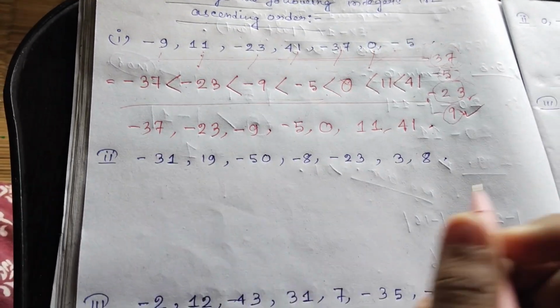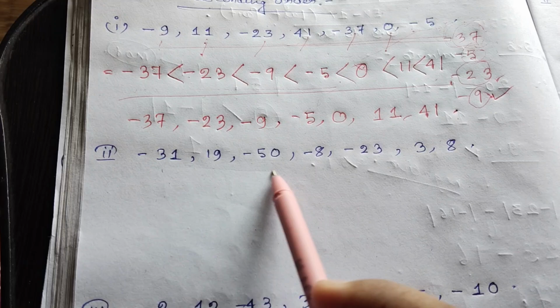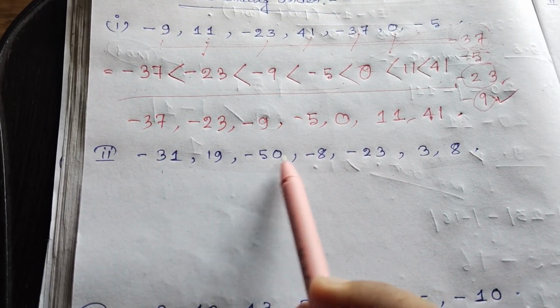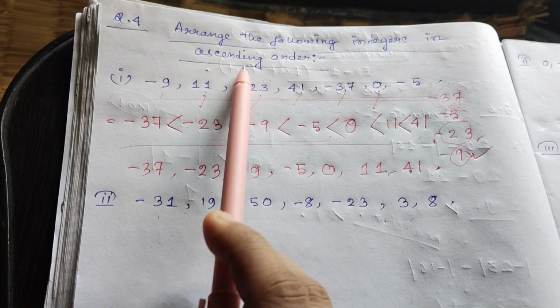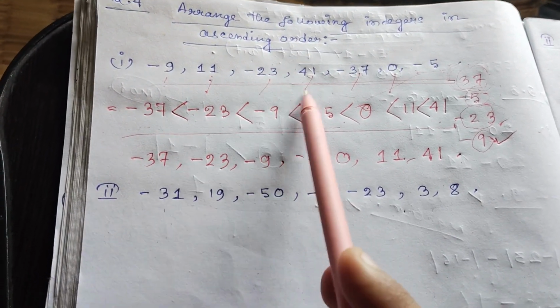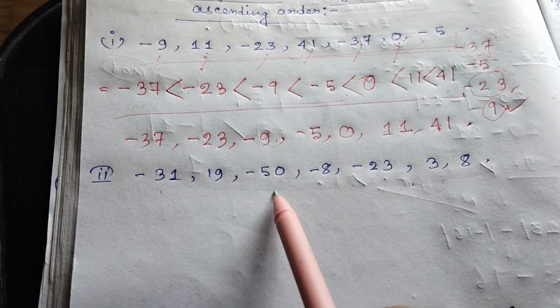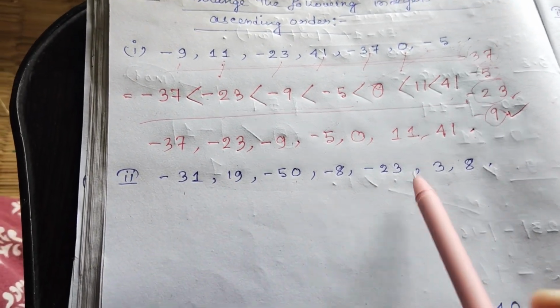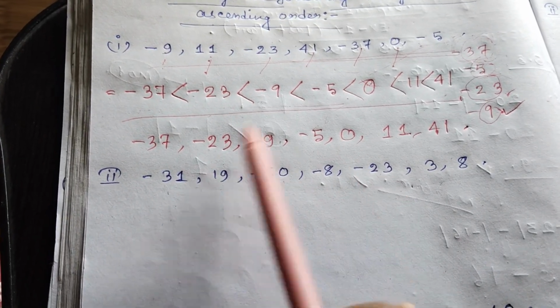Question number 2: you can see in this question the integers are positive as well as negative. So arrange them in ascending order. Ascending means smaller to bigger, right? So we have to see first what is the smaller number. You can see there are 1, 2, 3, 4 negative numbers.